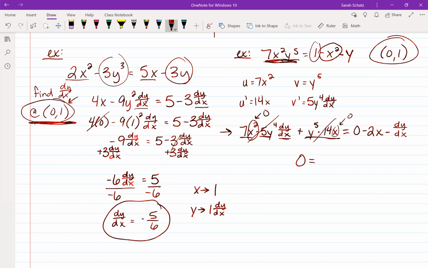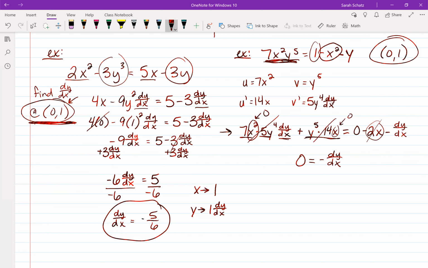And what happens on the other side? So this is already a 0. So obviously that's a 0 minus. What happens to this term? It becomes 0 because x is 0. All that's left over here is minus dy dx. Look how much easier that got once I put in that point.